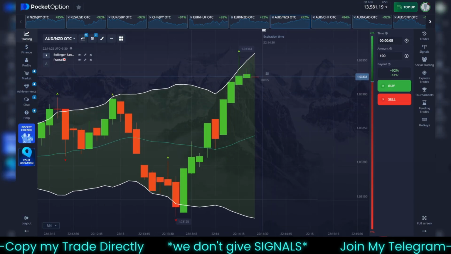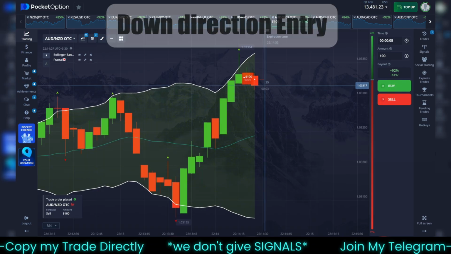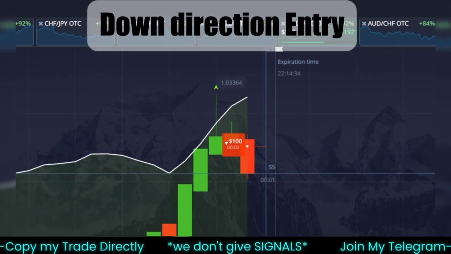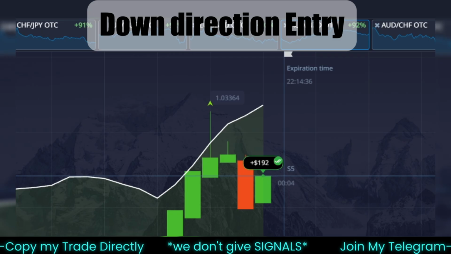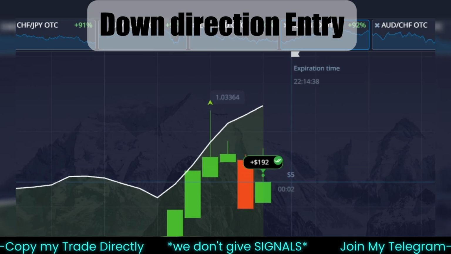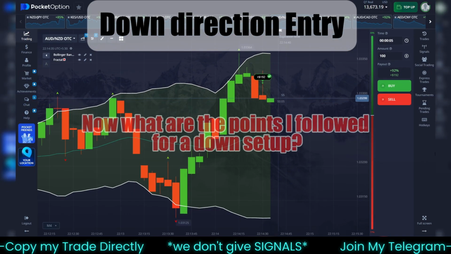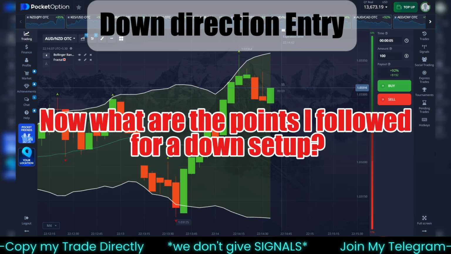Now it's time to explain to you the downward direction entry. I marked a setup here for 5 seconds and the setup followed through as expected. Now what are the points I followed for a down setup?